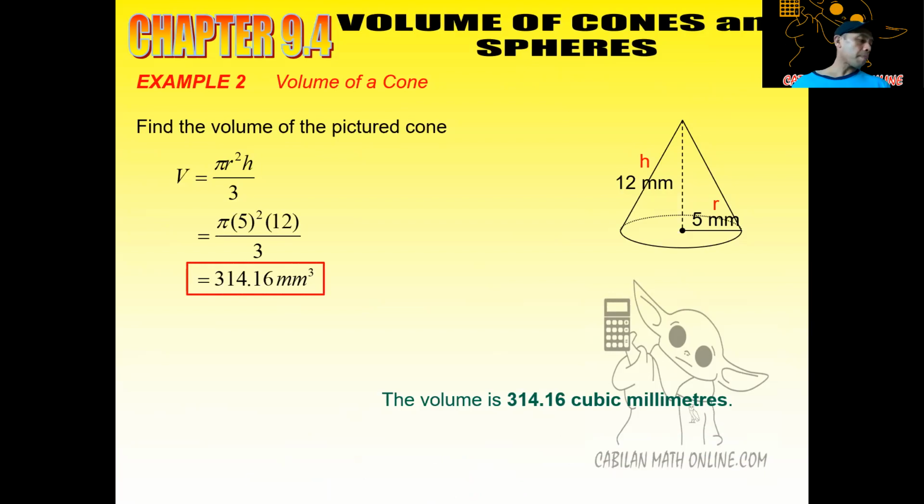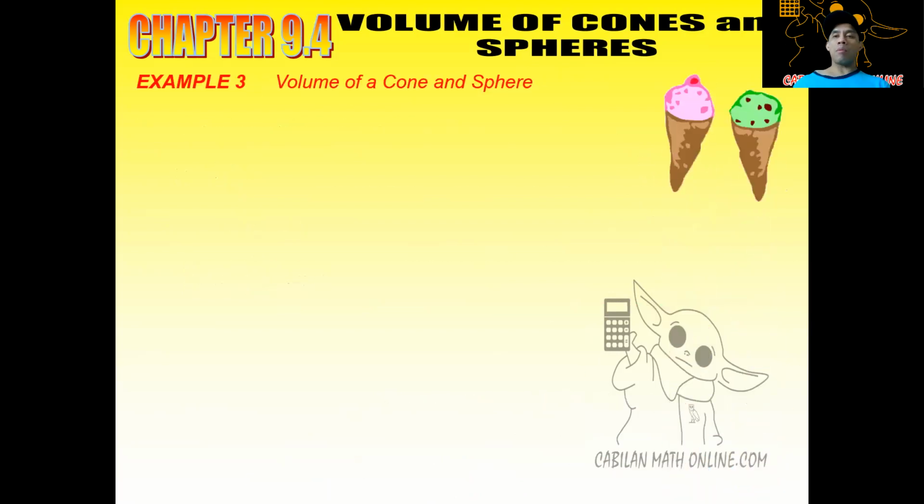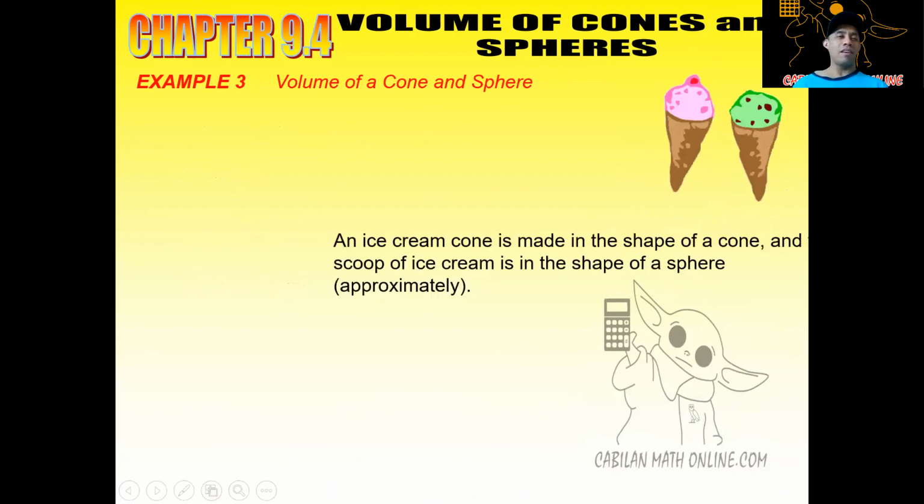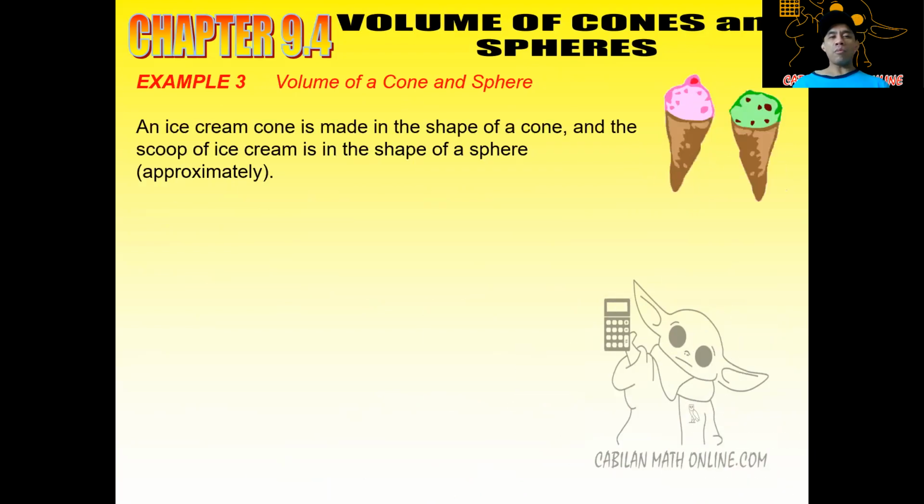So we've looked at just two basic calculations with the volume of a cone and the volume of a sphere. For the last problem, we're going to put it all together, and how appropriate that the shapes we're dealing with are both a cone and a sphere. You guessed it, an ice cream and its cone. It says here an ice cream cone is made up in the shape of a cone, and the scoop of that ice cream is approximately in the shape of a sphere.